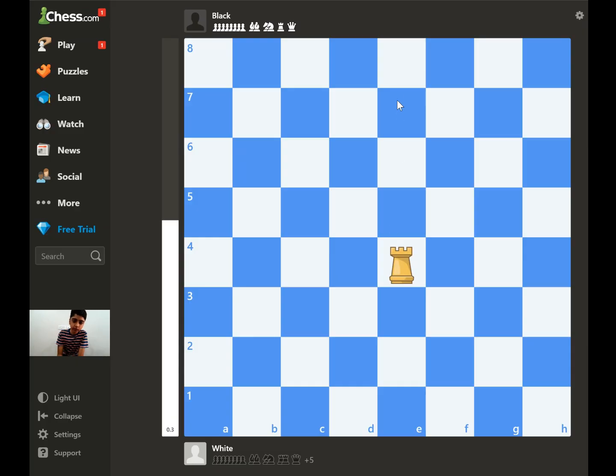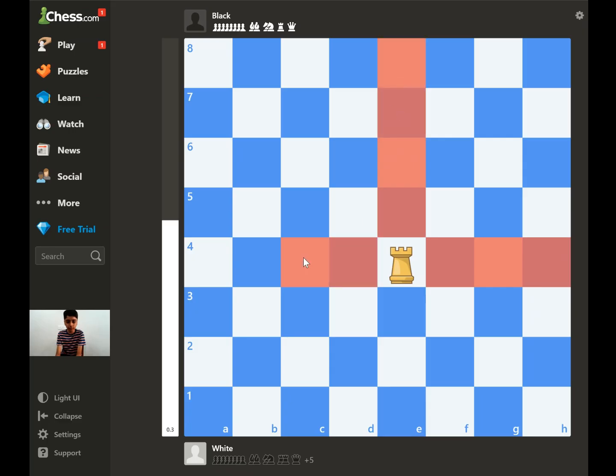The rook moves in straight lines: left, right, up, and down. Let me highlight this rook. These are all the squares that the rook can move to. Sorry, the rook can move to all of these squares.